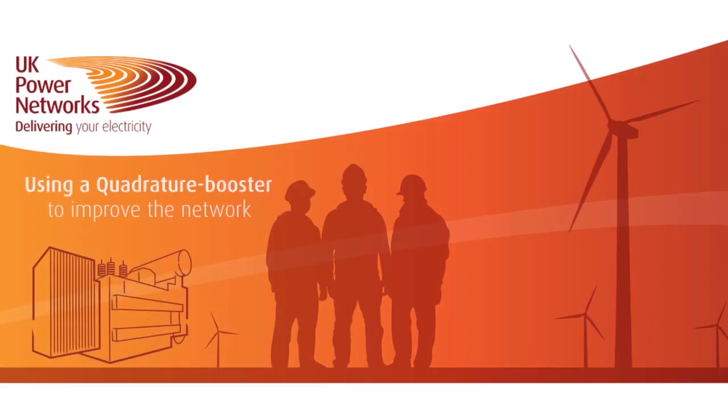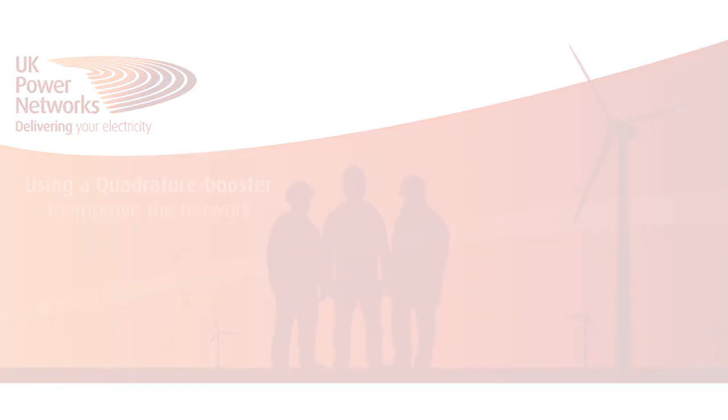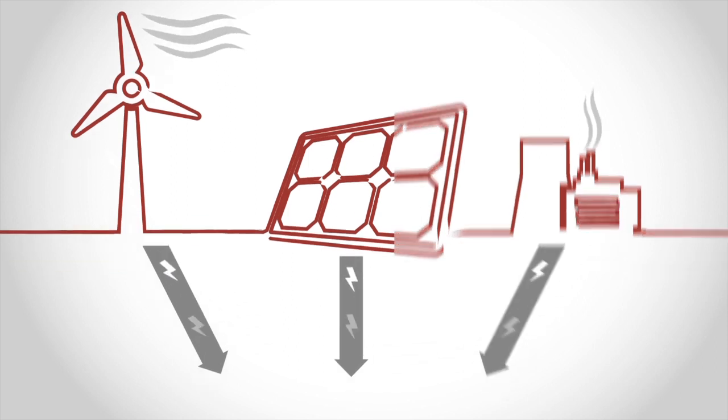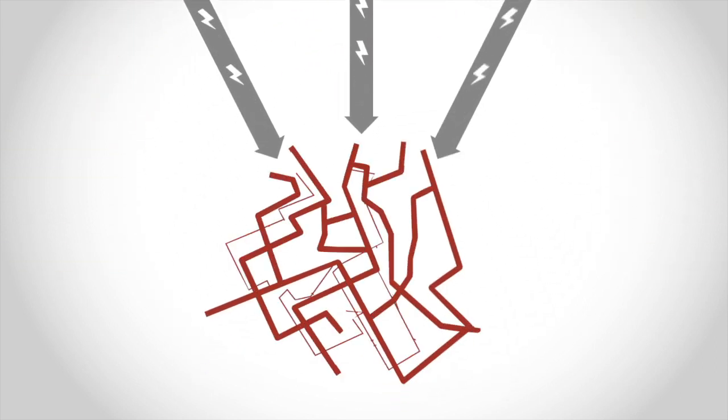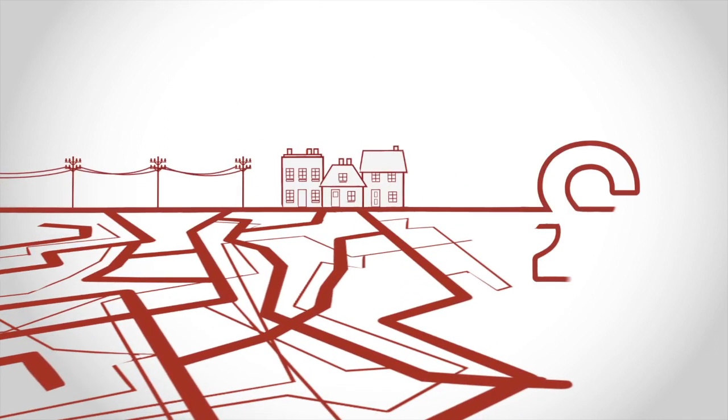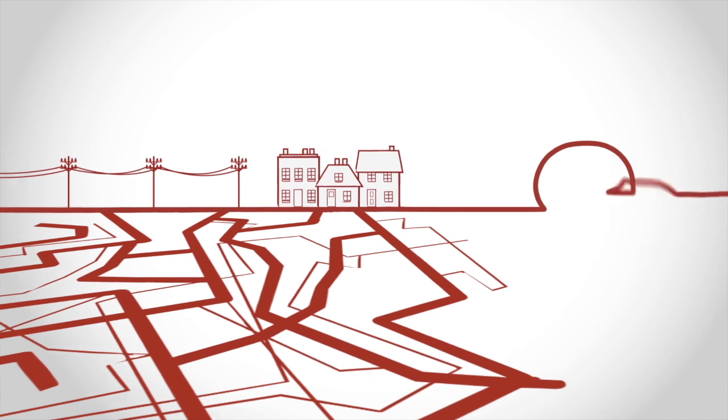UK Power Networks, how we're using a quadrature booster to improve the network. The number of generators connecting to the electricity network continues to grow. To accommodate them, sometimes the network needs to be upgraded. That can be costly. UK Power Networks is looking for ways to increase capacity, but at the lowest possible cost.